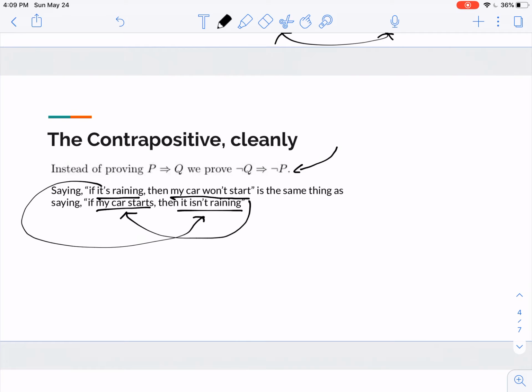So what this says is that these two statements are logically equivalent. They express the same sentiment. If it's raining, then my car won't start, or if my car starts, then it isn't raining. Those express the same logical relationships between variables. And so hopefully that helps you see an example of it.